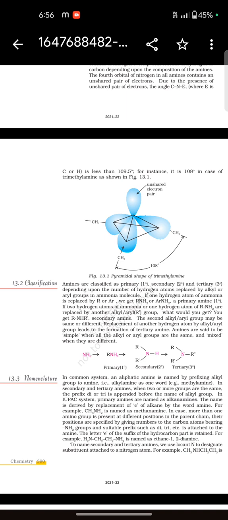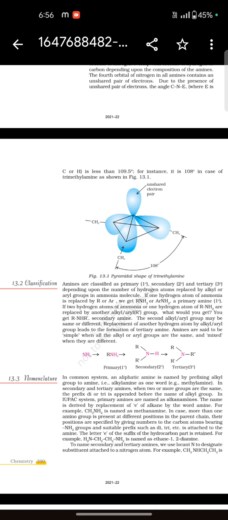If two hydrogen atoms of ammonia, or one hydrogen atom of RNH2, are replaced by another alkyl or aryl group, what would you get? You get RNHR, a secondary amine. The alkyl or aryl groups may be same or different. Replacement of another hydrogen atom by an alkyl or aryl group leads to the formation of tertiary amines. Amines are said to be simple when all the alkyl or aryl groups are the same and mixed when they are different.